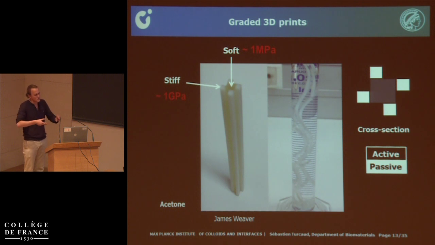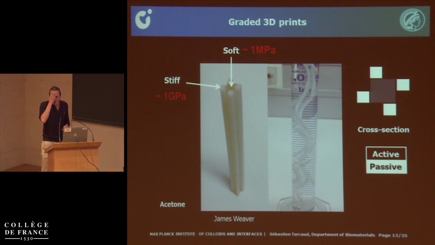So it's not this twisting that we had before, because it's the opposite distribution of soft and hard, but it's showing that it works, and we are currently working on measuring the properties of this in a little bit more detail.